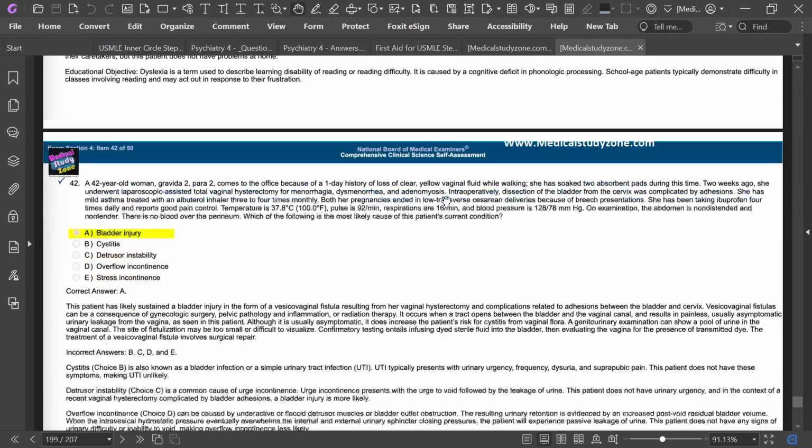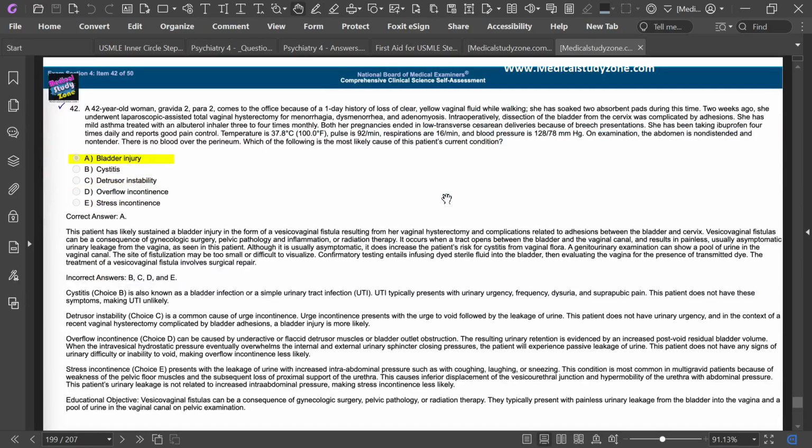Okay, this patient has likely sustained a bladder injury in the form of VVF, vesicovaginal fistula, resulting from her vaginal hysterectomy, a complication related to adhesion between the bladder and the cervix. VVF can be a consequence of gynecological surgery, pelvic pathology, and inflammation or radiation therapy.